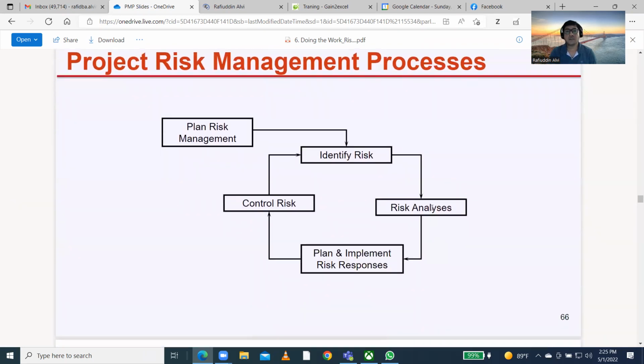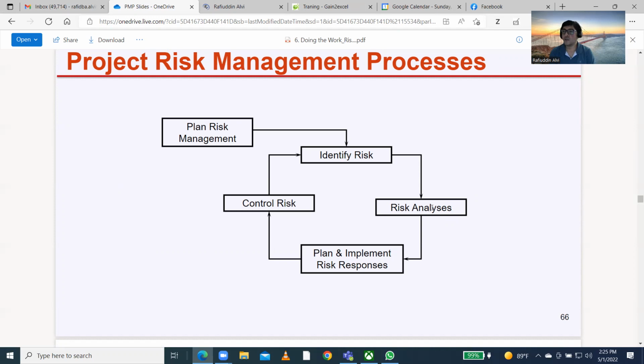Now, this is the summary of the project risk management process. In project management, as I told you, we first have to plan the risk management. As a project manager, how will you identify, how will you assess, how will you actually implement the risk response planning you need to identify? The first thing is you need to identify the risk.